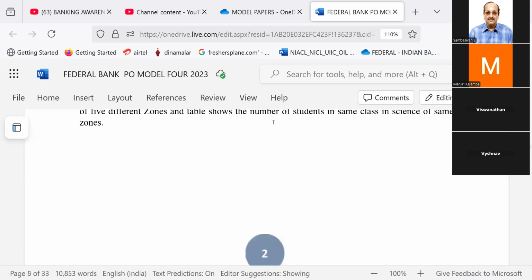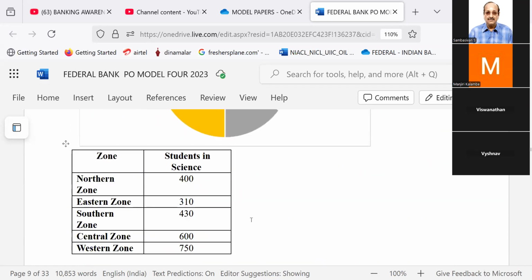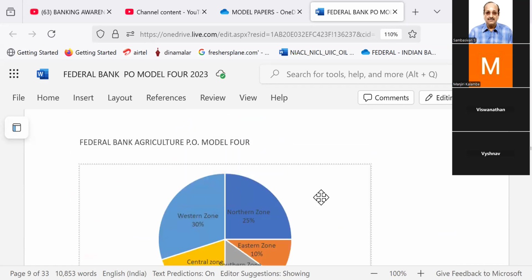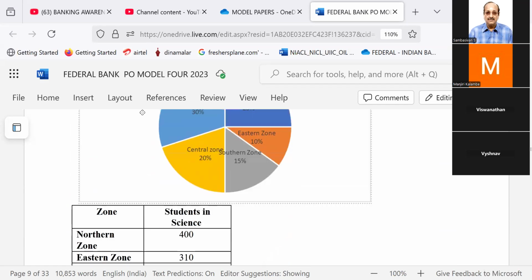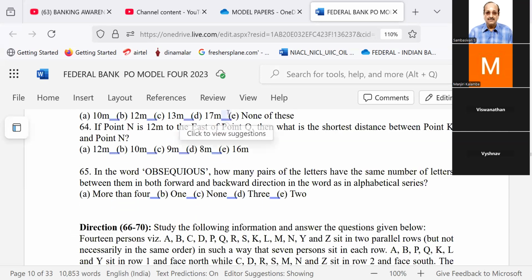Similarly, after aptitude, you will have data interpretation also based on graphs. This is 360 degrees. Out of that, 30% means how many degrees? Tell me. It is 360 into 30 divided by 100. You will get 108. Like that, you must be thorough with all those things.